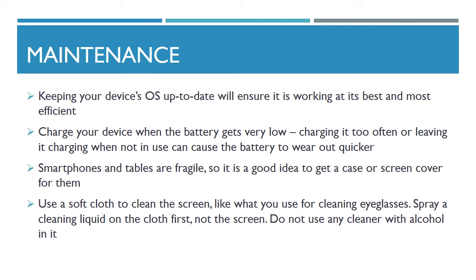Regarding maintenance, there are a few things that you can do to keep your devices running smoothly. Namely, keeping your device operating system up to date to ensure it works at its best and most efficient all the time. It's recommended as well that you wait to charge the battery of your device when it gets very low, ideally at about 10% or less. If you charge it too often, or keep your device on a charger when using or not in use, it can cause the battery to wear out faster. Newer devices do try to cut down on this, but it is still a good idea to preserve your battery for as long as possible.